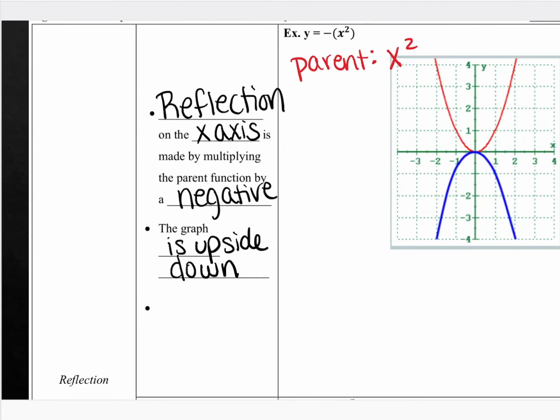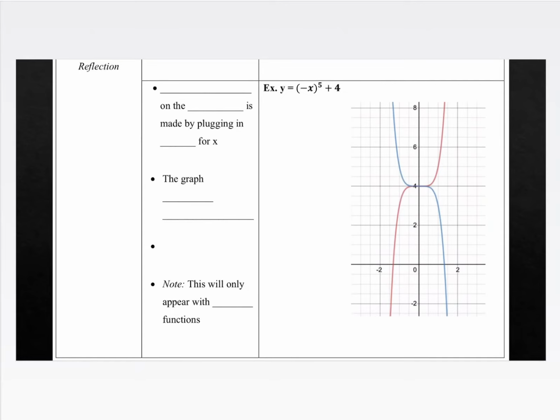Algebraically, what we would do is we would take our function and on the outside, it's multiplied by a negative. That's how it reflects over the x-axis. Now we can also reflect over the y-axis.